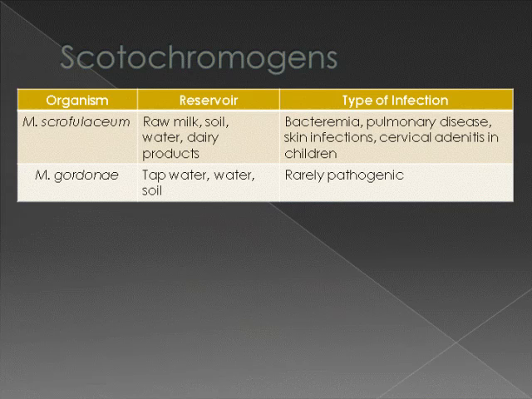Then we have our scotochromogens, which include scrofulaceum and gordonae. Mycobacterium scrofulaceum is found in raw milk, in soil, in water, and dairy products. So you can kind of think of that as being pretty much everywhere. And can include infections in the pulmonary system, skin infections, cervical adenitis in children, and also bacteremia. And Mycobacterium gordonae is found in tap water, in other water, and soil. And this one is rarely pathogenic.